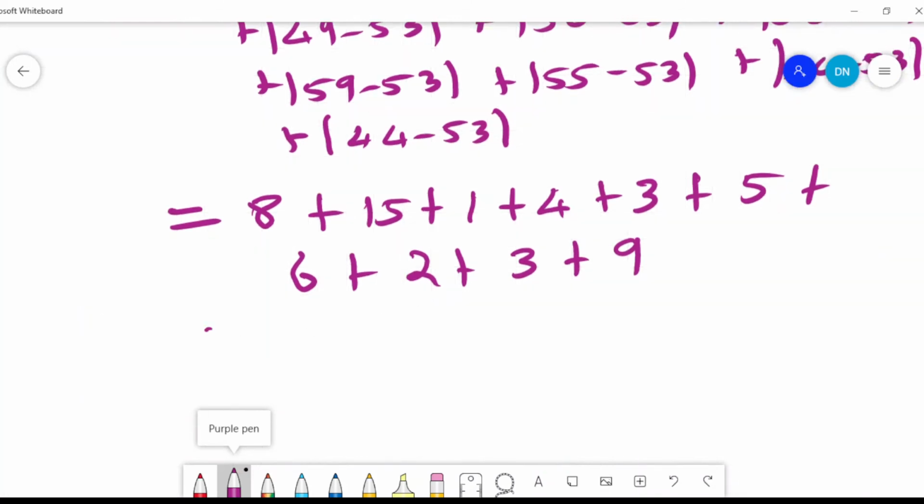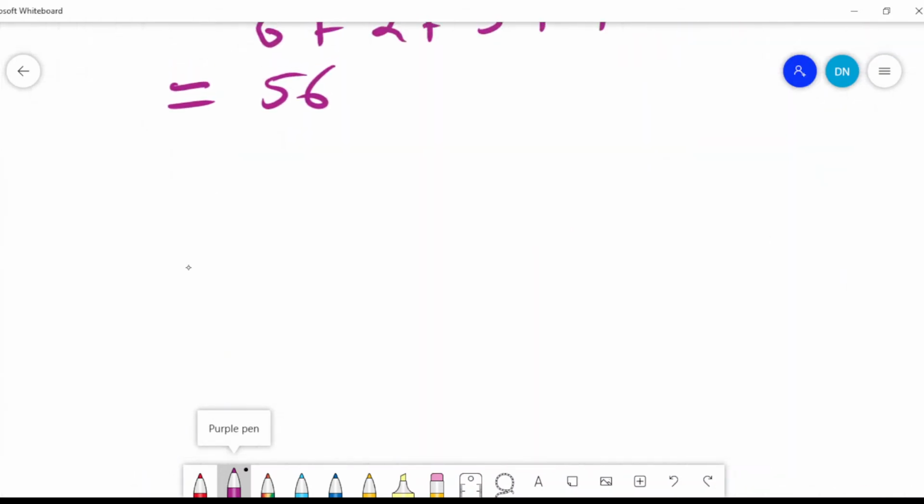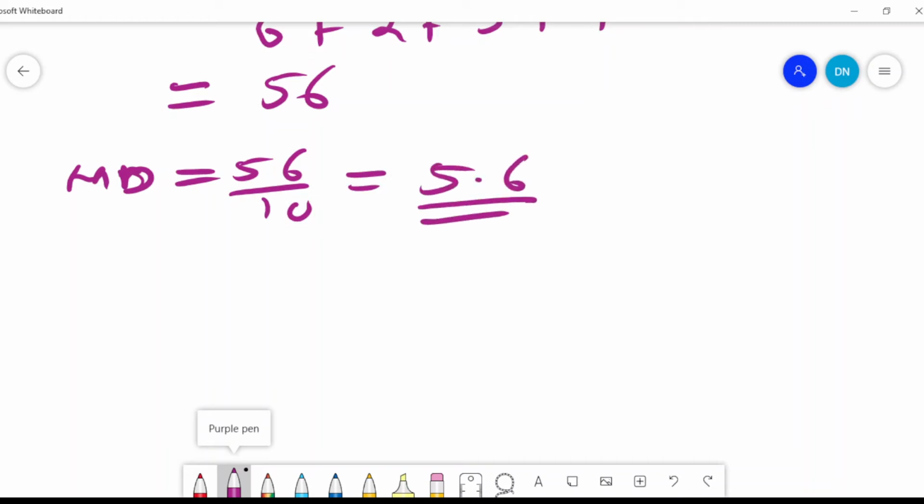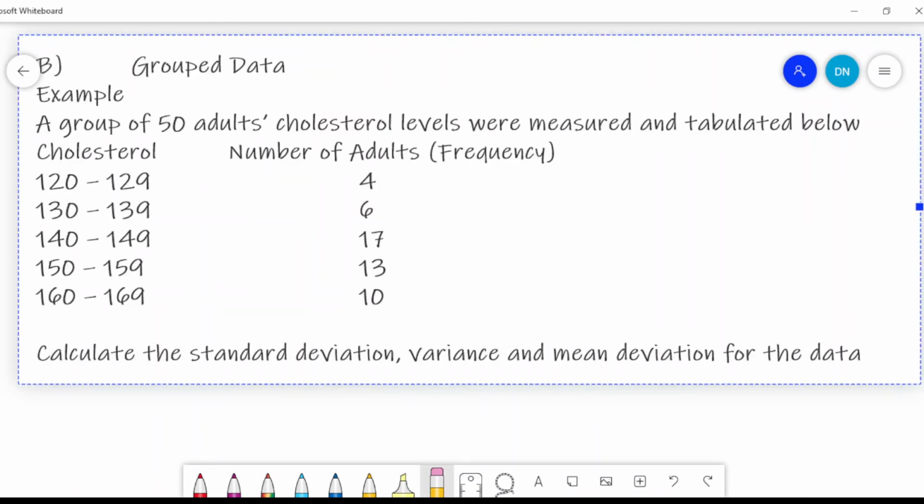And this gives us 56, and therefore since we have 56, the mean deviation is equal to 56 divided by 10, which is 5.6. So that is how we get the measures of dispersion for ungrouped data. For the second part, we want to look at grouped data.